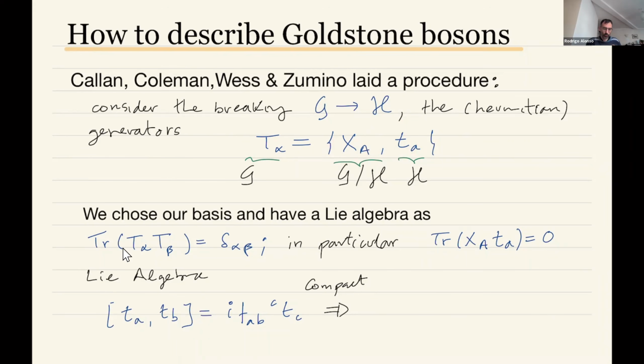We can further choose our basis such that the trace of any two operators is a Kronecker delta. In particular, this means that the broken and unbroken generators are orthogonal with this projection. And then we can lay out the Lie algebra with f the structure constants. We first write down here the commutation relations for the unbroken generators that map back onto itself.